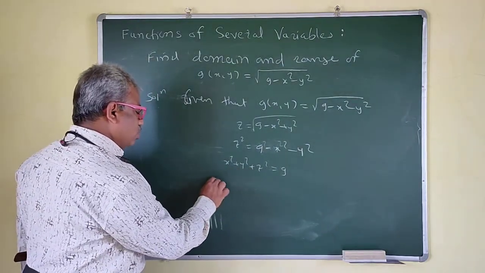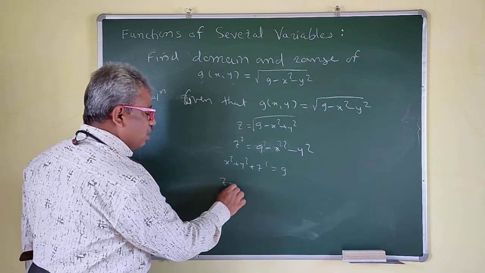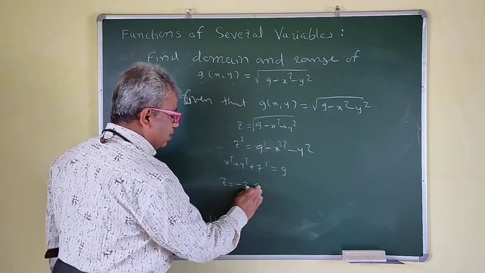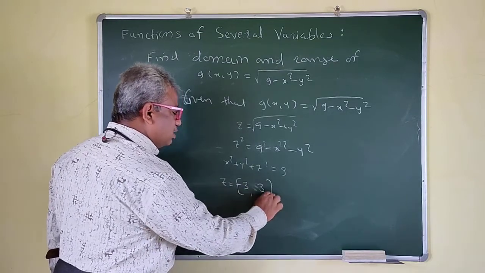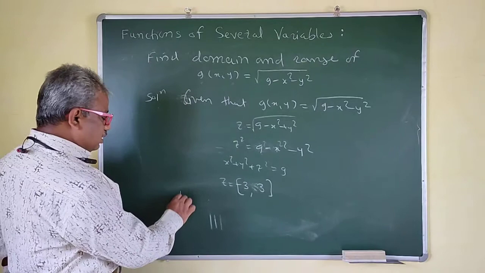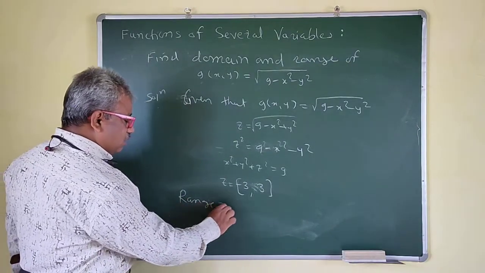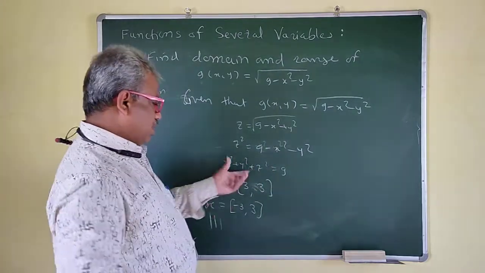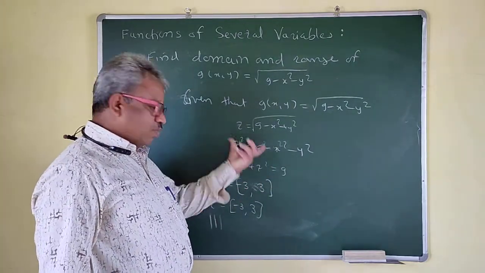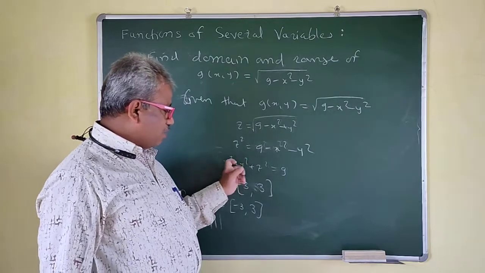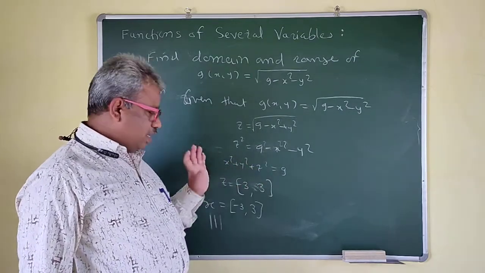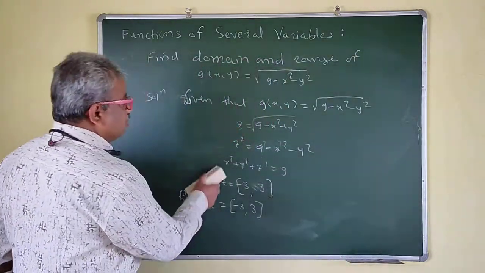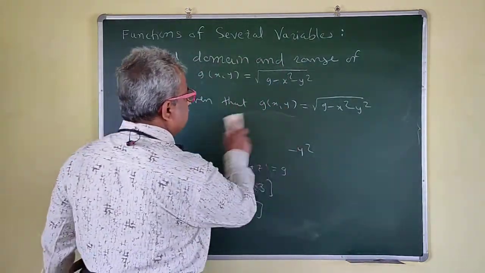So that means your z will be between minus 3 and 3. So your range is minus 3 to 3, because z is in the sphere. For the sphere, all x, y, z lie between minus 3 and 3. So your range, the value of z, is minus 3 to 3.